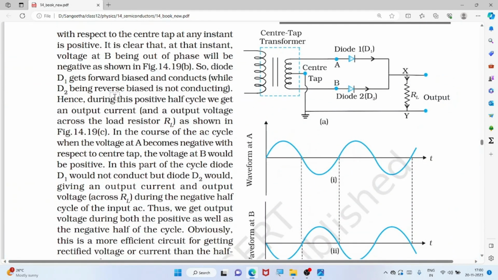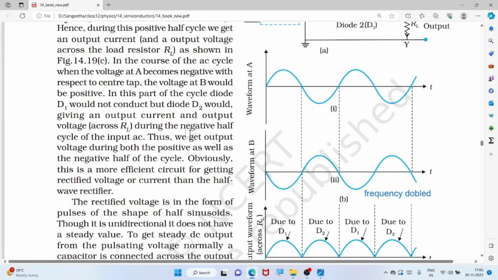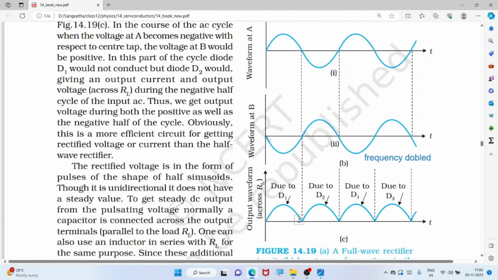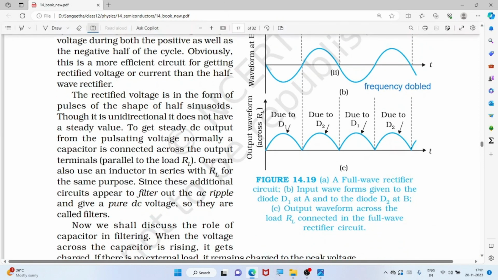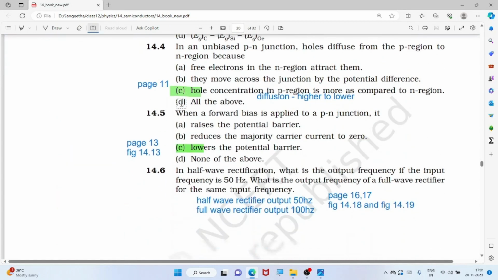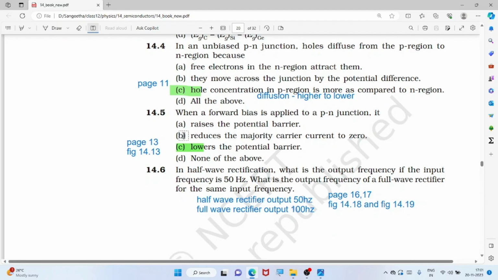But for the full wave rectifier you see, the time is half of this time. Let us say this is 1 millisecond, which means it is repeating every half millisecond. So 1 by time is the frequency, so the frequency of this is double the frequency of the input voltage, for the full wave rectifier.